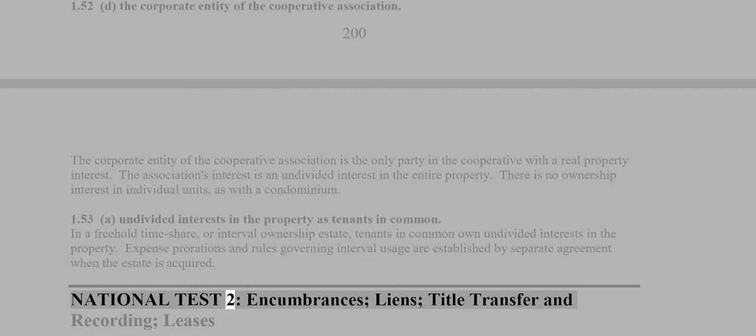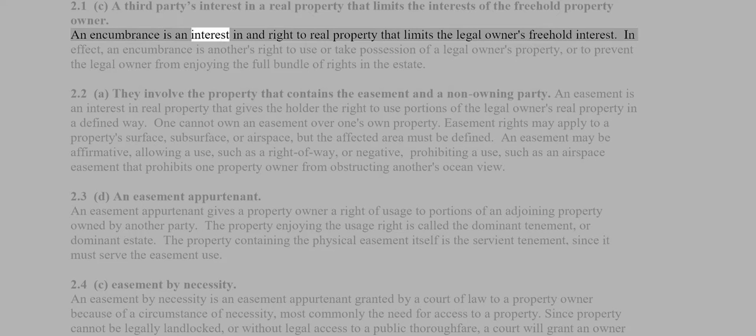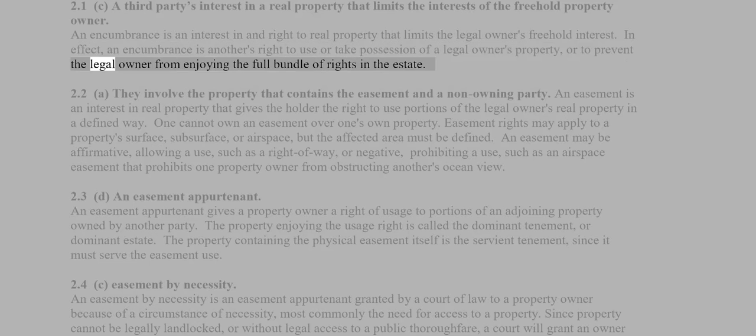National Test 2, Encumbrances, Liens, Title Transfer and Recording, Leases. 2.1, c. A third party's interest in a real property that limits the interests of the freehold property owner. An encumbrance is an interest in and right to real property that limits the legal owner's freehold interest. In effect, an encumbrance is another's right to use or take possession of a legal owner's property, or to prevent the legal owner from enjoying the full bundle of rights in the estate.